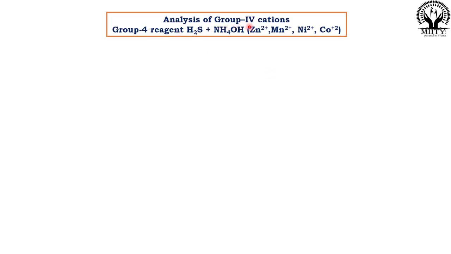Analysis of group 4 cations. Group 4 reagent is H2S and ammonium hydroxide. In the presence of the base ammonium hydroxide, the H2S equilibrium is shifted in the forward direction so that the sulfide concentration is a little higher and the corresponding cations form precipitates. The group 4 cations are Zn+2, Mn+2, Ni+2 and Co+2.